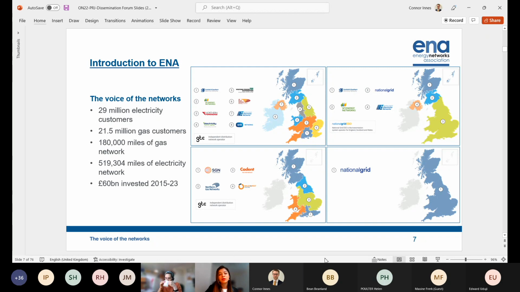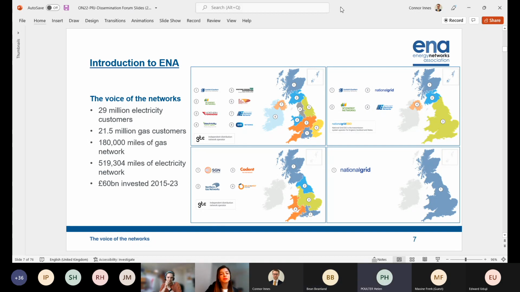Starting with the Energy Networks Association, we're the trade association that represents electricity and gas networks in the UK and in Ireland. We run a number of strategic projects on behalf of our electricity and gas members, and Open Networks is one of the key programs that we run for our members.